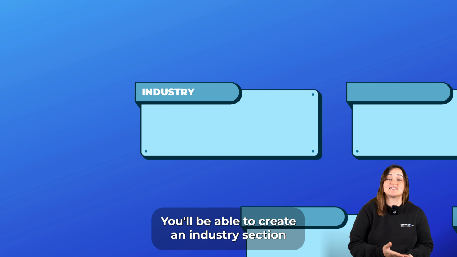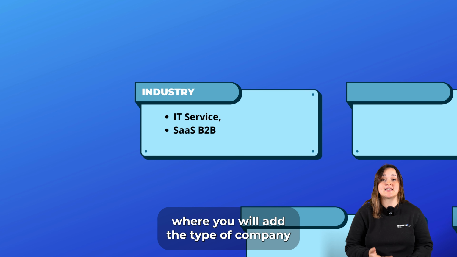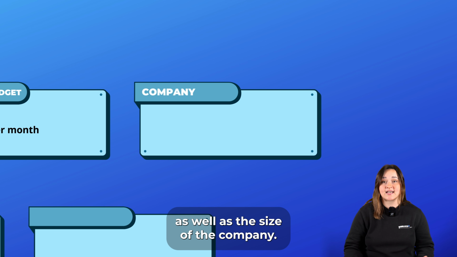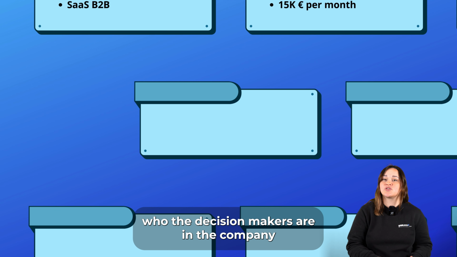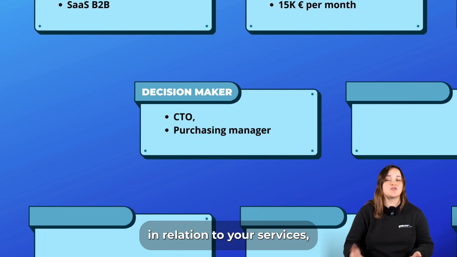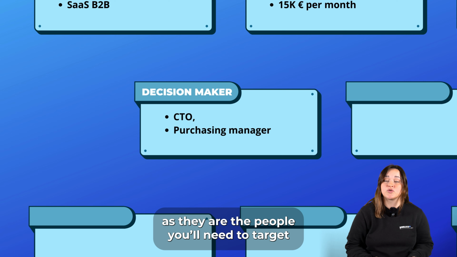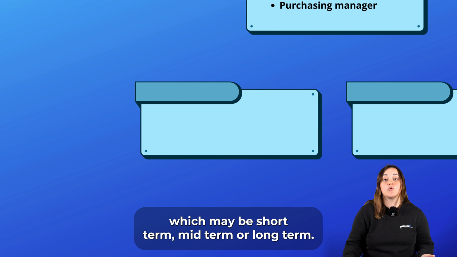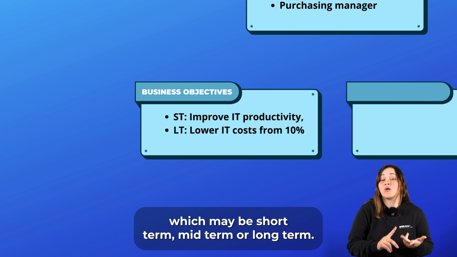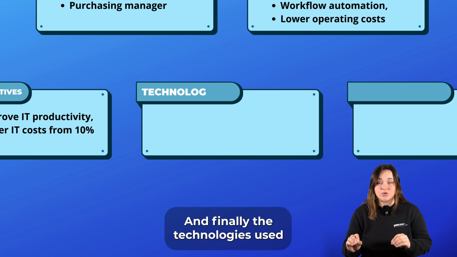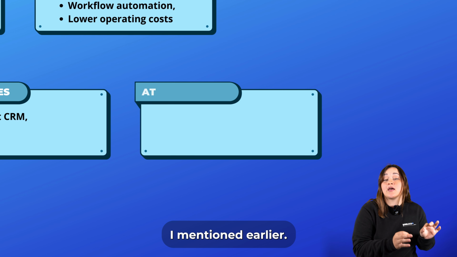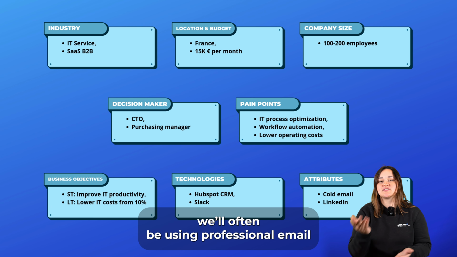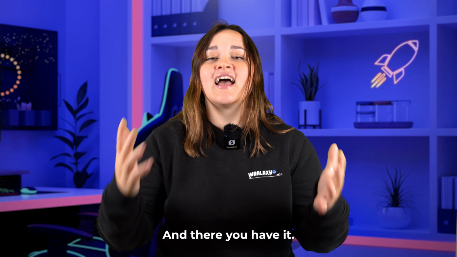You'll be able to create an industry section where you will add the type of company that represents your ICP, their location and budget, as well as the size of the company. Remember to note who the decision makers are in the company in relation to your services, as they are the people you will need to target within the company. Next, note the pain points and the business objectives, which may be short-term, mid-term or long-term. And finally, the technologies used and preferred communication channels I mentioned earlier. In any case, as ICP is mainly for B2B, we'll often be using professional email and LinkedIn for the last part. And there you have it.